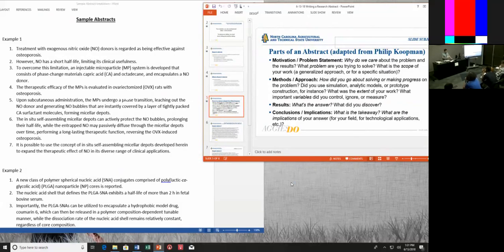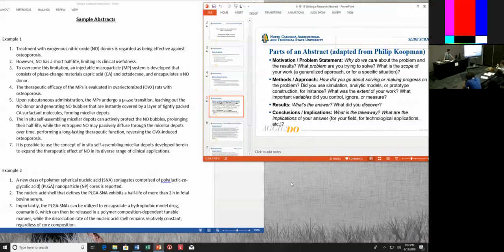And then in the next sentence, they go on to describe this further. These self-assembling depots can actively protect the NO bubbles, and so on and so forth. So that's also part of the results and the implications, because they're saying, here's what happened and here's why we think it's important.